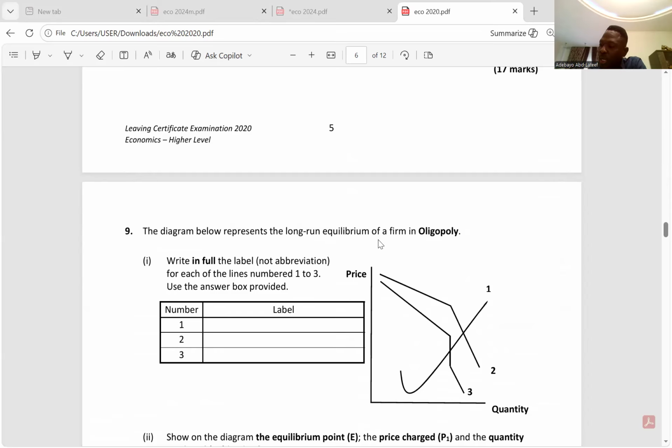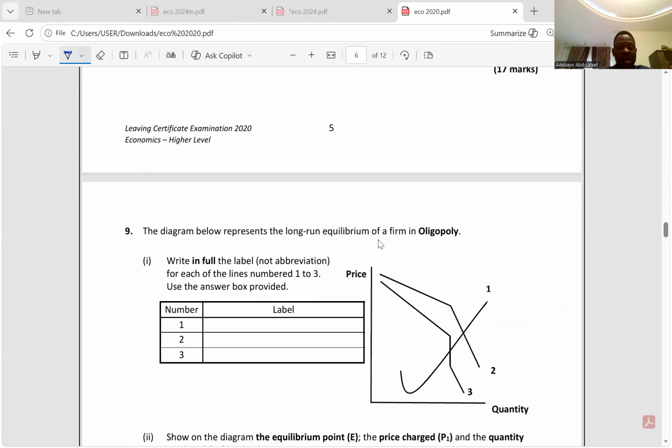So we have number 1 is marginal cost. Number 2 is average revenue. And number 3 is marginal revenue. Okay, that's all we need to do there. So I think that's sorted now. That's an oversight for me. So we have question 9.